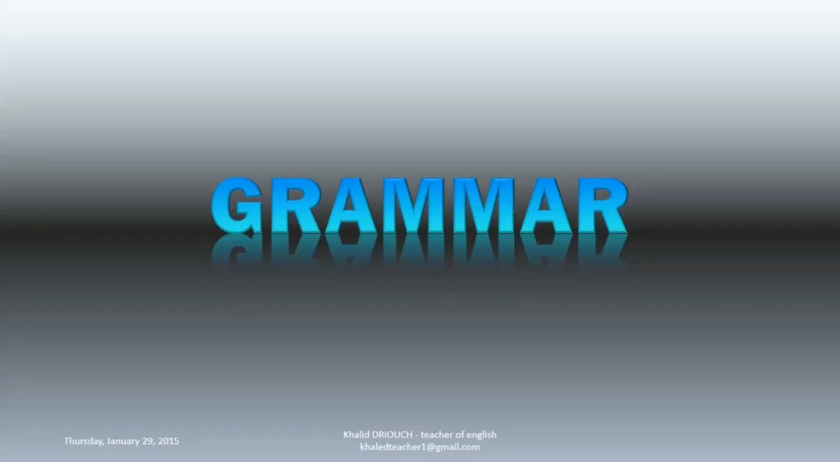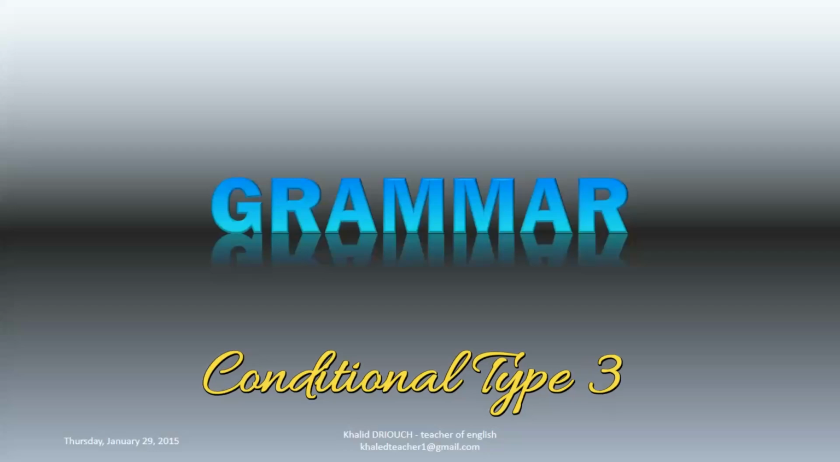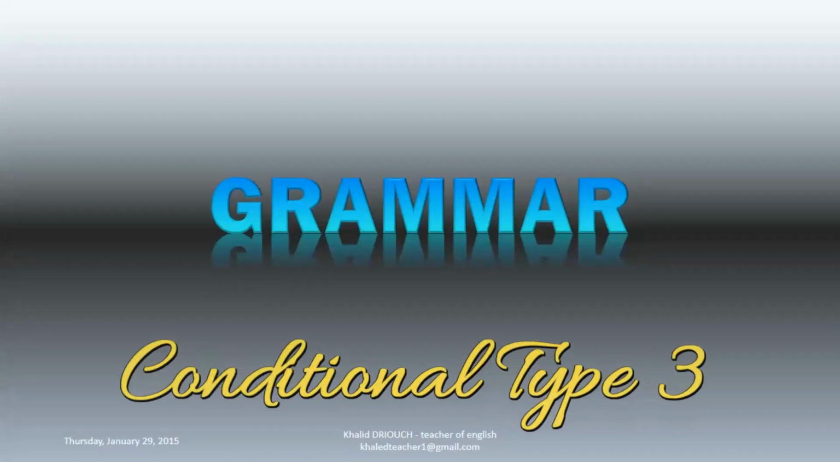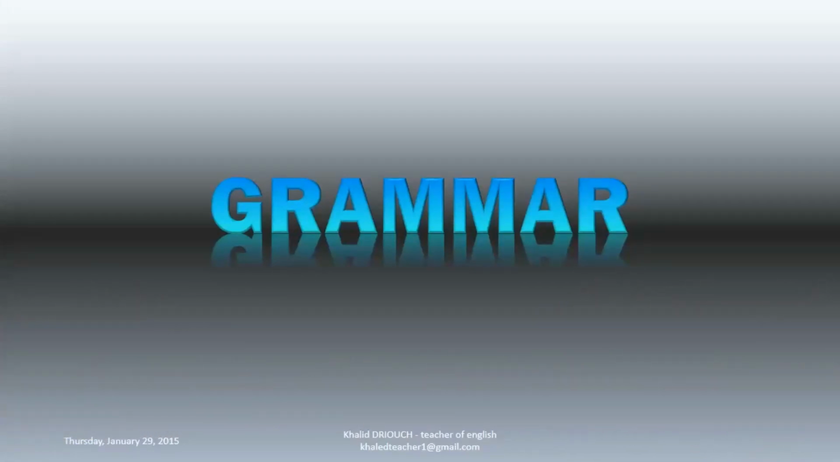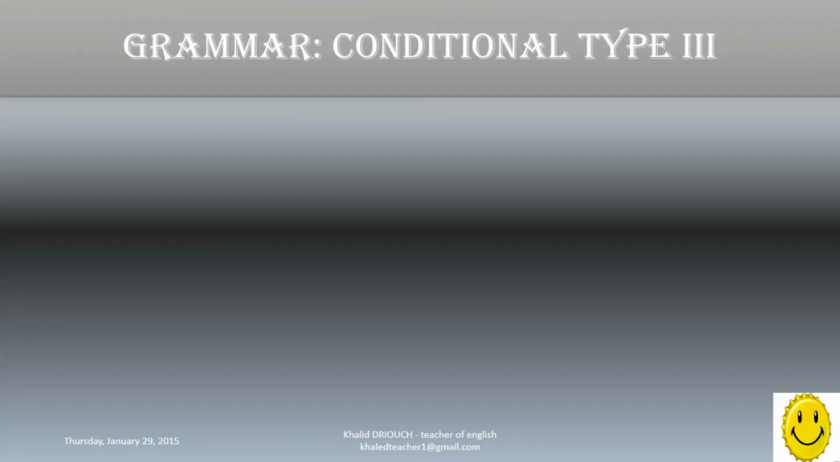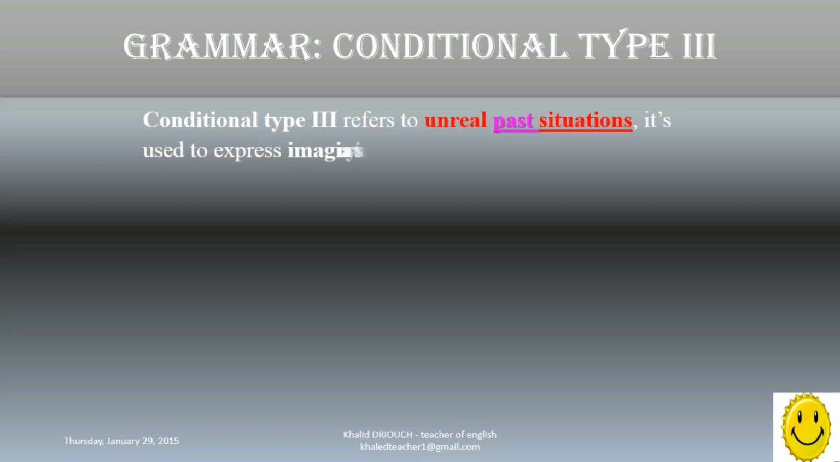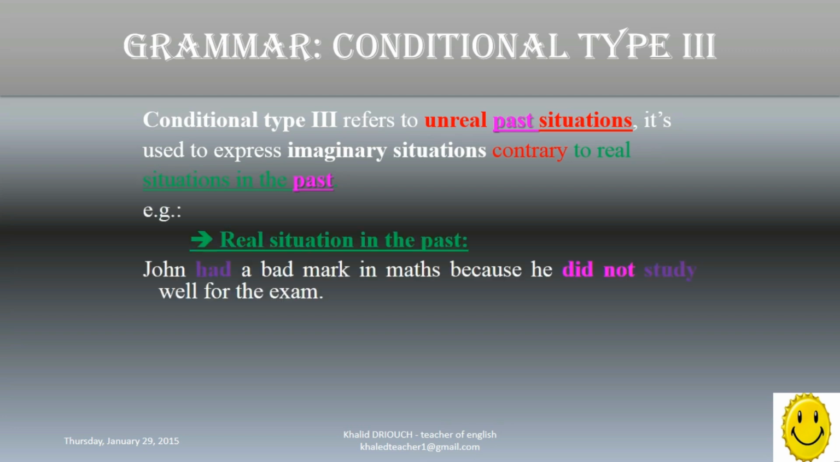The grammar lesson in Unit 6 is about conditional type 3, and you have already been introduced to three types of conditional: type 0, 1, and 2. Let's first start by understanding what conditional type 3 means. Conditional type 3 refers to unreal past situations. It's used to express imaginary situations contrary to real situations in the past.